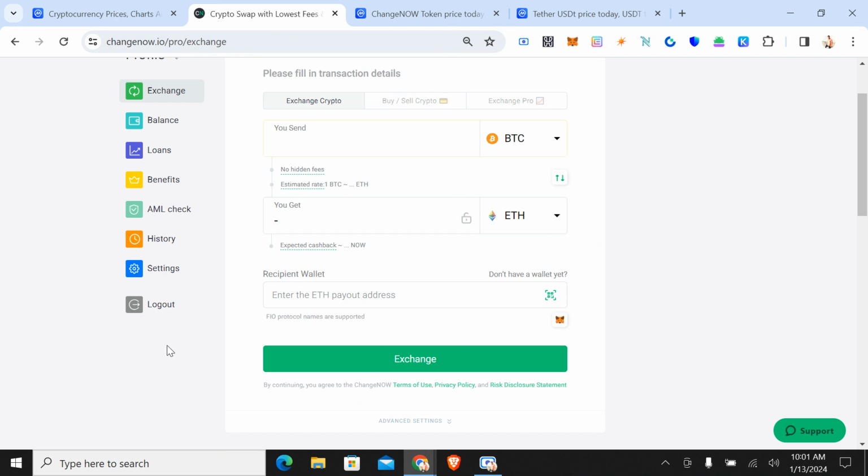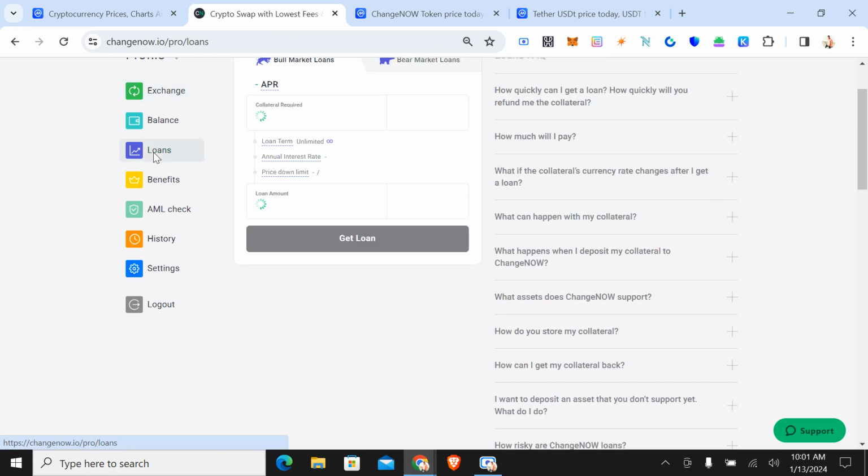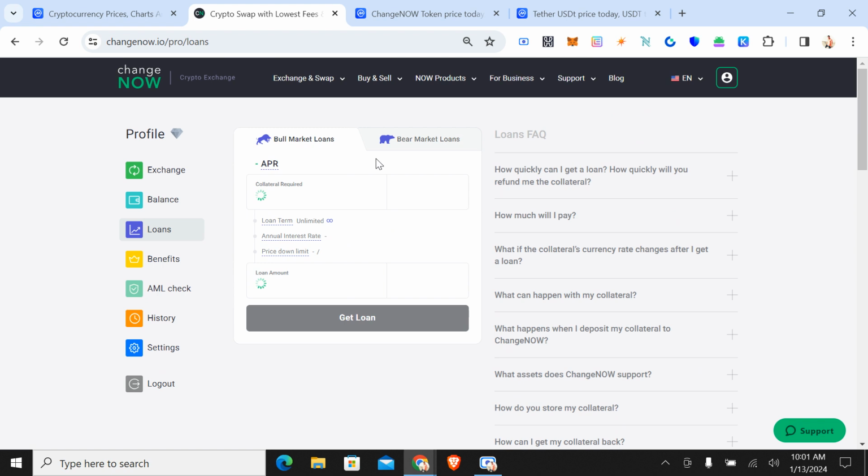Now, once you have an account created, all you have to do is click on Loan. Now there are two types of loan. One is a bull market loan and one is a bear market loan. I will show you both.